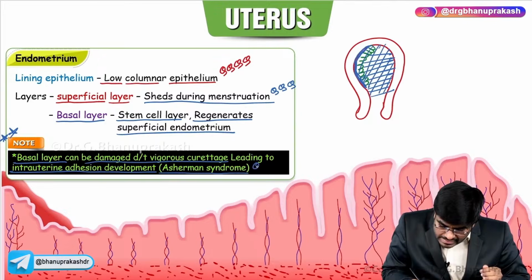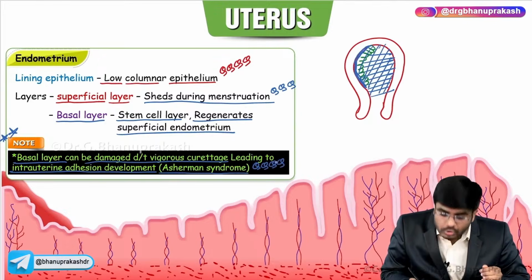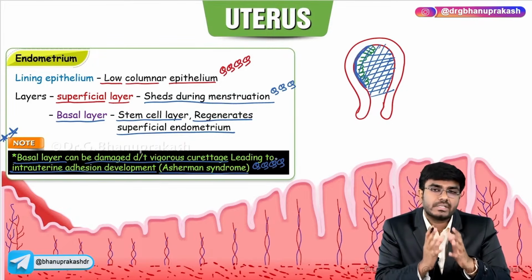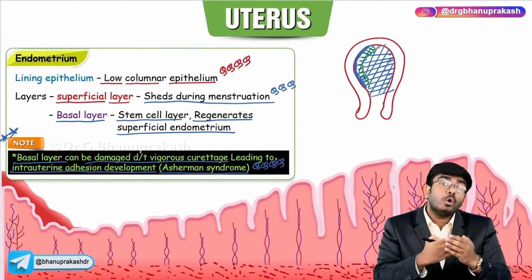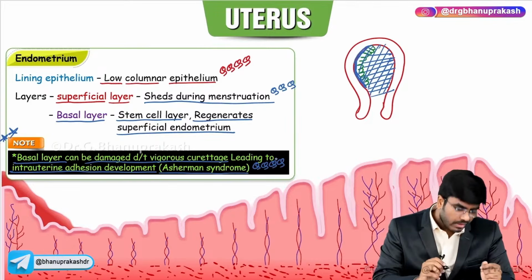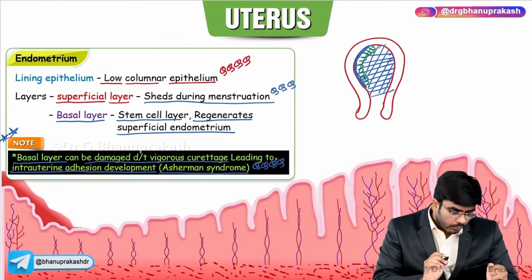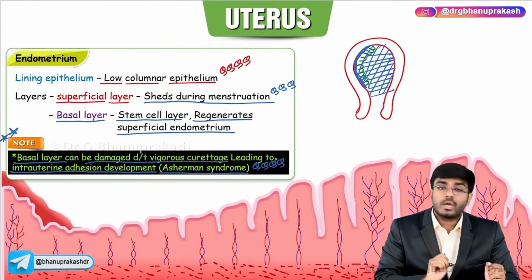So what exactly is Asherman syndrome, guys? Asherman syndrome is a condition where there is development of intrauterine adhesions because of a vigorous curettage, where the basal endometrium is damaged. Okay, well and good. Now we have completed the endometrium also.